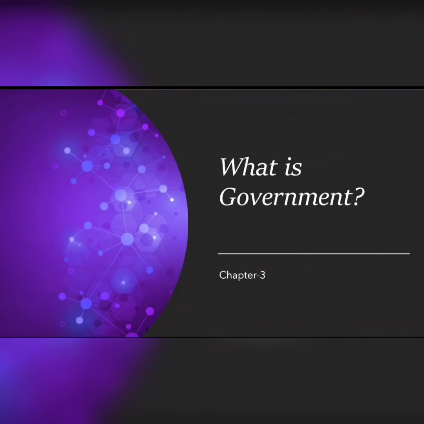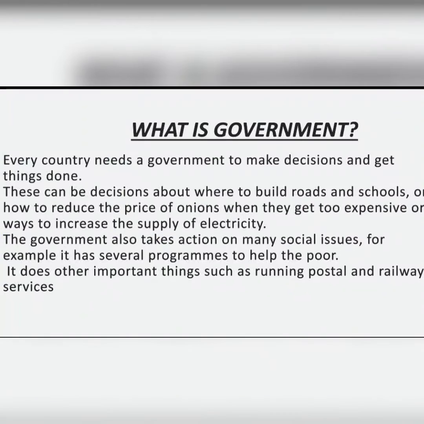government in our country. Now, see class, every country, whether we live in India, Australia, USA or any other part of the world, every country needs a government so that they can make decisions and perform certain things like decisions about where a building should be built, roads should be built, schools should be built, and also about how to reduce the prices of onions when they get too expensive.